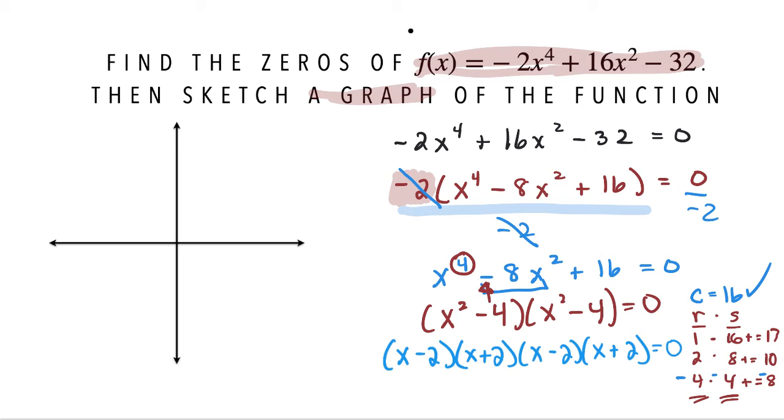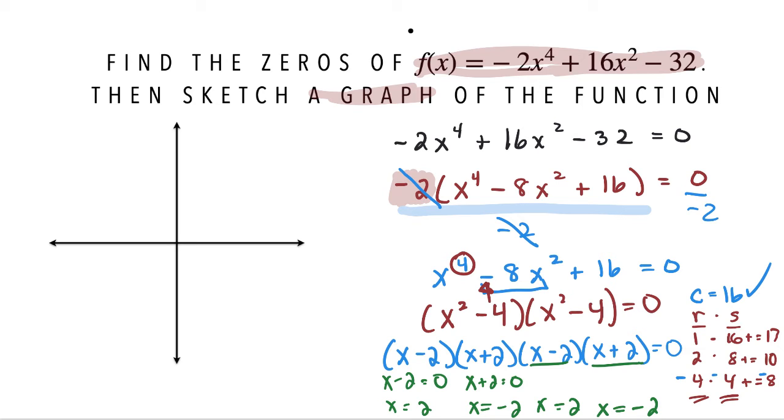And we set each one of these equal to 0, and we solve them. X minus 2 equals 0, so x is 2. X plus 2 equals 0, subtract 2, x equals negative 2. Here's another x minus 2. It's going to give us the same x equals 2 and another x plus 2. So we get 4 solutions for this thing. 2 different zeros, 2 and negative 2, each with a multiplicity of 2 because they both happen 2 times.